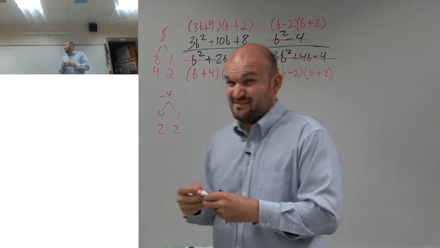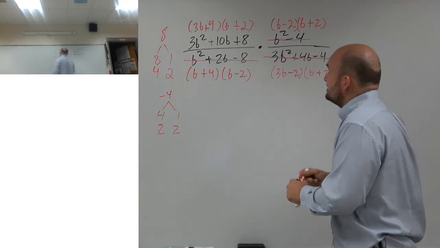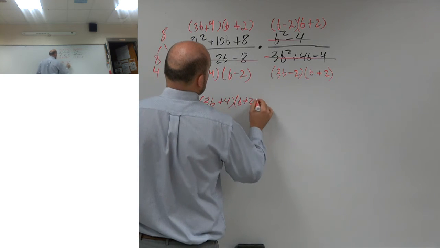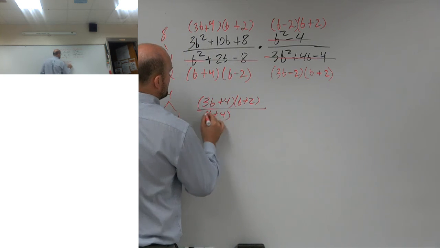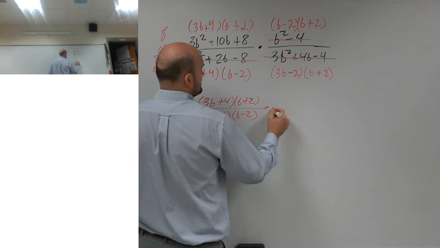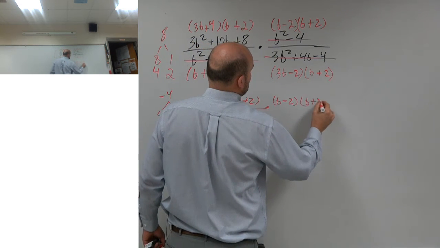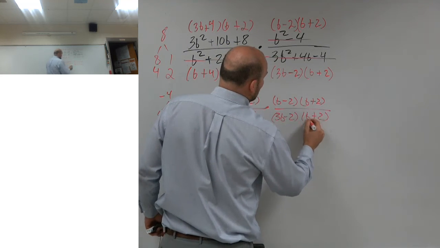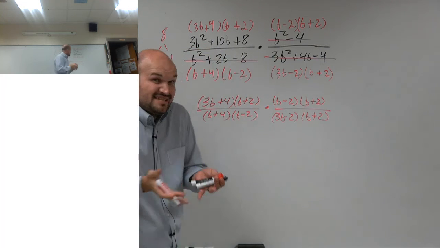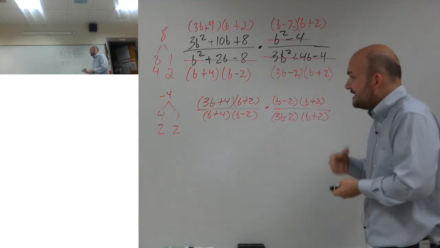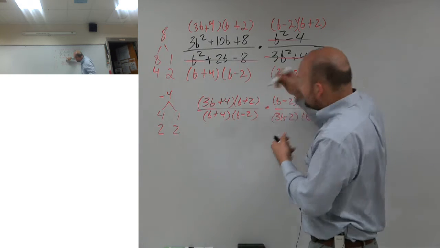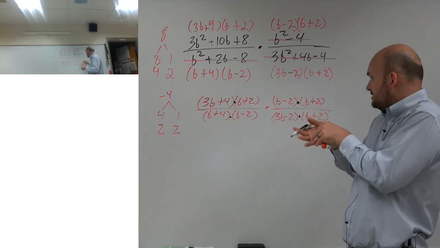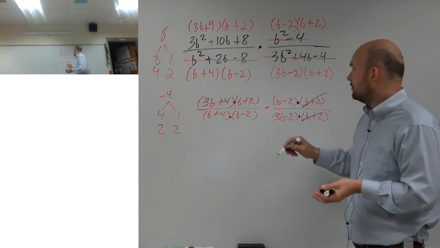OK, so now what I've basically done is simplify each one of these expressions. And that's important because now I can rewrite this as 3b plus 4 times b plus 2, all over b plus 4 times b minus 2, times b minus 2 times b plus 2, and then over 3b minus 2 times b plus 2. What's important about this is I haven't even multiplied, right? I've just simplified. But what's helpful is now I can apply the division property. Since there's multiplication across everything, I can divide across terms here, and whatever is in both the numerator and the denominator is going to divide to 1.